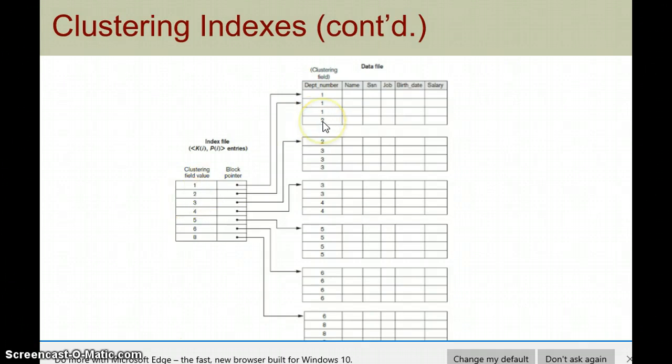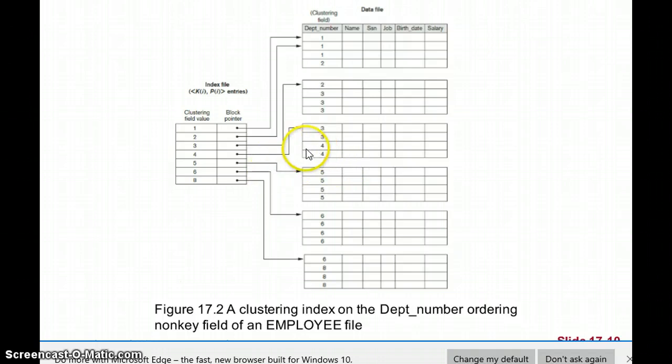As for example, department number 2 starts from block number 1. So when there is an index entry for department number 2, we will store the address of the first block as the block pointer, as department number 2 is in the first block. When there is an entry for department number 4, department number 4 starts from the third block. So we will store the block address of the third block as the block pointer for department number 4.